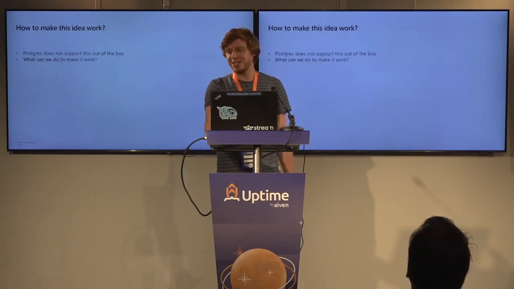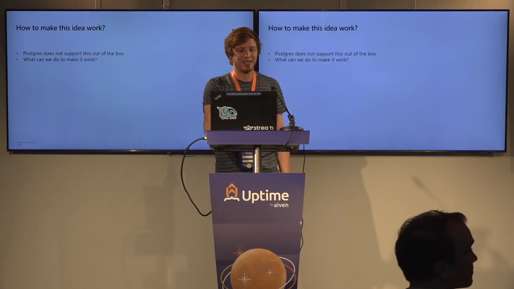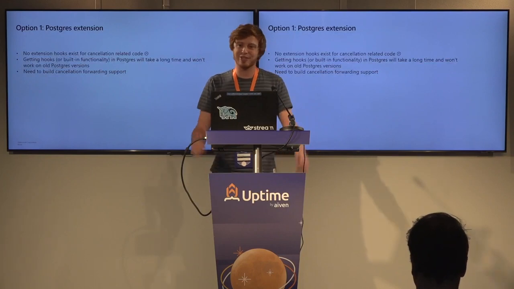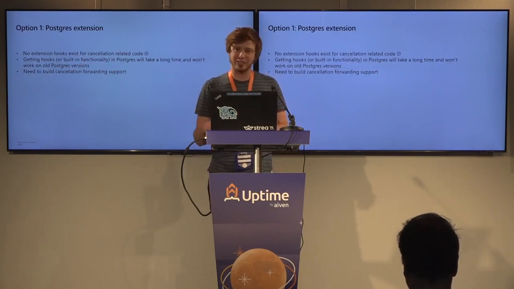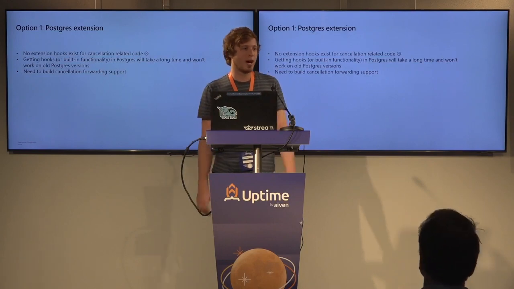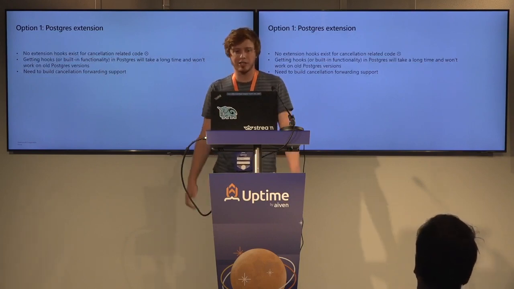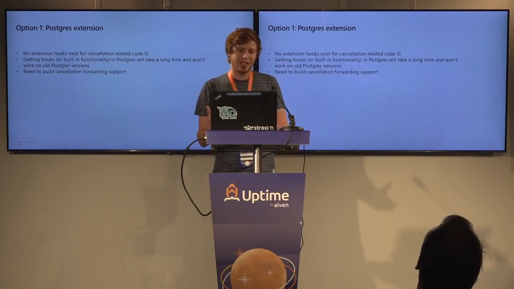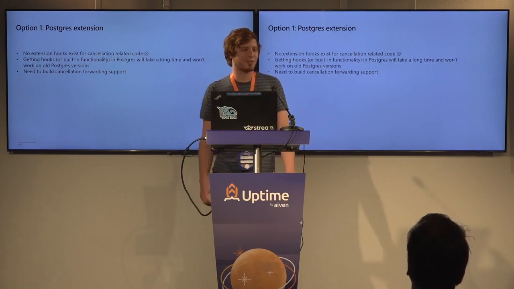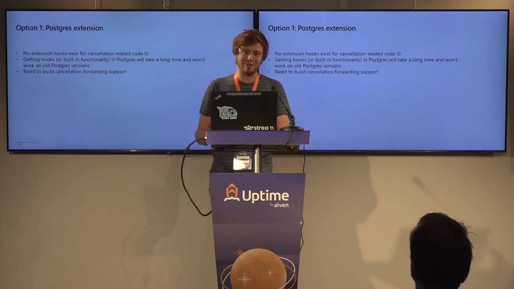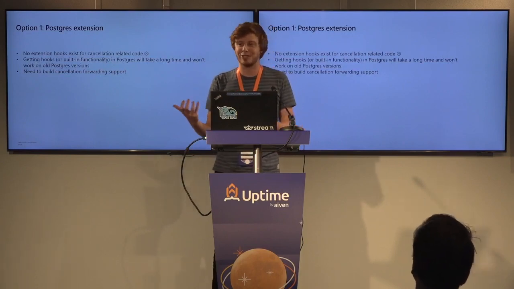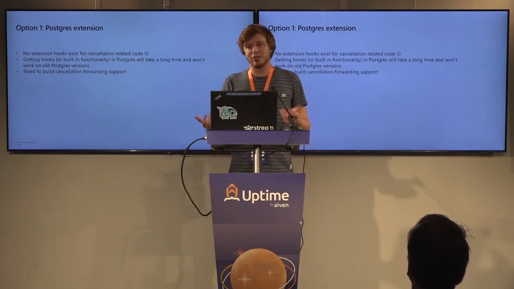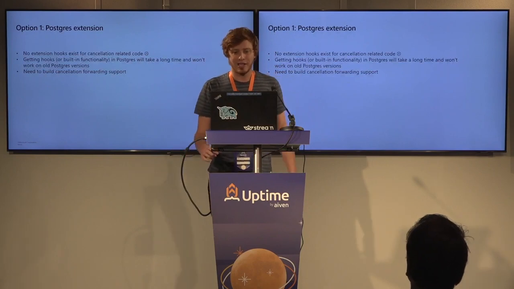But it's a nice idea, how do you actually make that work? So one option is using Postgres extensions, because one of the nice things about Postgres is that you can create extensions. There's all kinds of hooks to hook into how Postgres works. It's what Citus uses for a lot of things, like to change how the planner and stuff works. But sadly, there's no extension hooks for cancellation related code. There's no way to intercept what Postgres does when a cancellation comes in. So the only way to do that would be to fork Postgres, and we kind of don't want that.